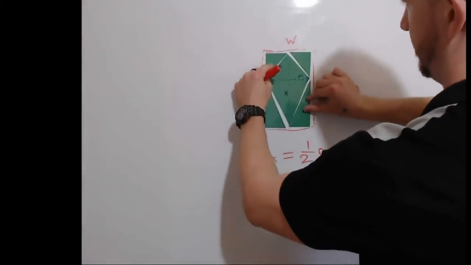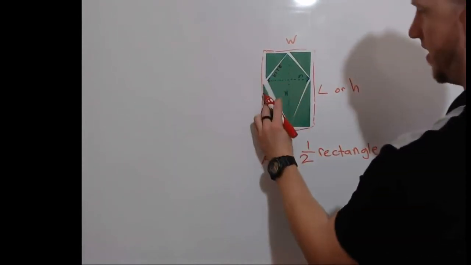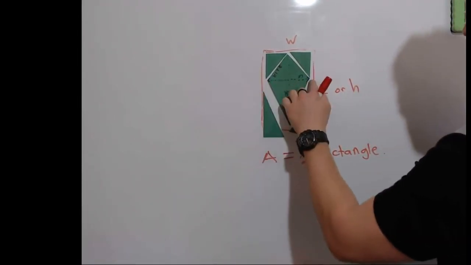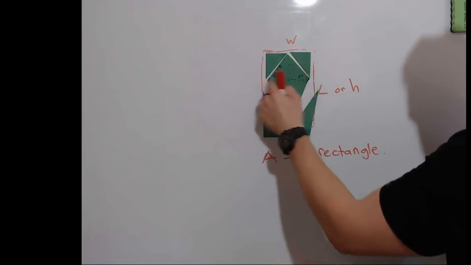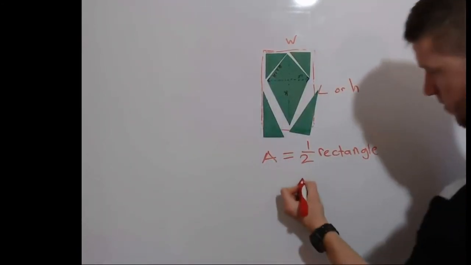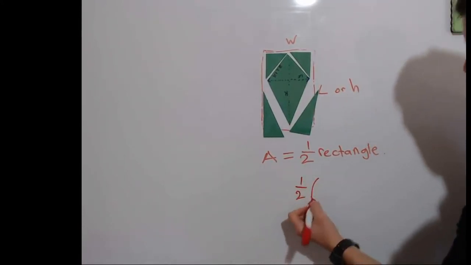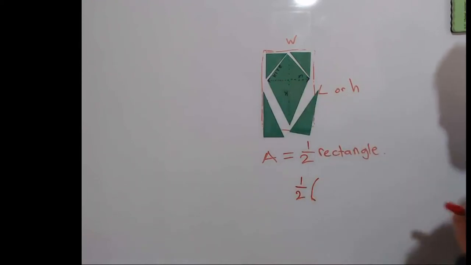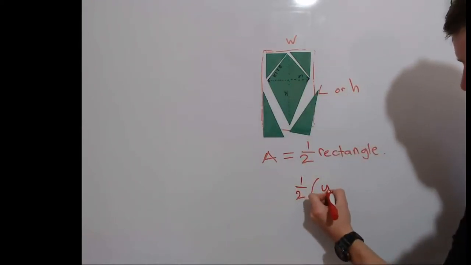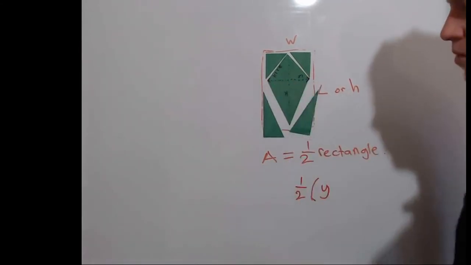However, if width is this side to this side, notice that within my kite, this edge to this edge actually are the same as this edge to this edge on the width. So when I wrote my half of rectangle, I could say, well, let's call this side y, for example. Doesn't matter what we call it, but we'll just call this point to this point y.